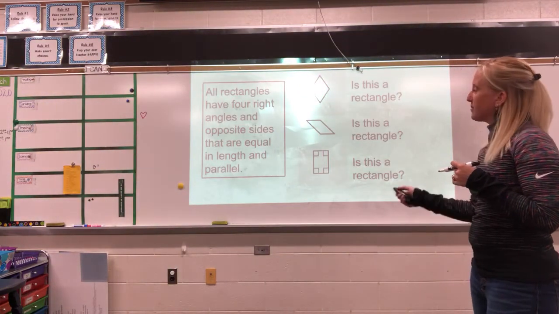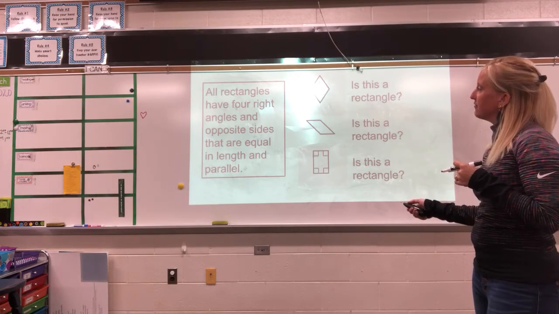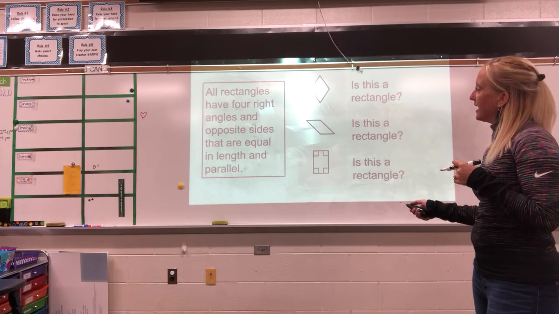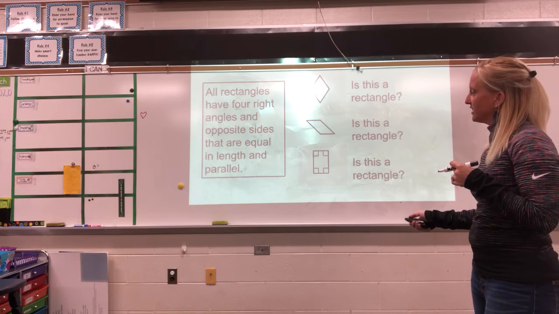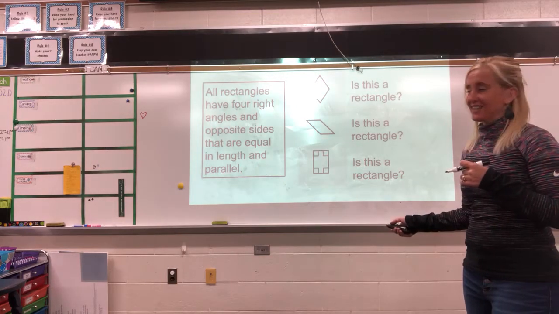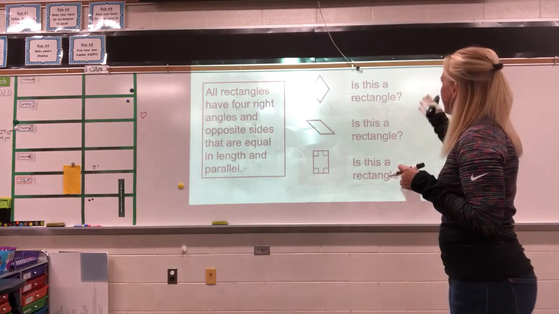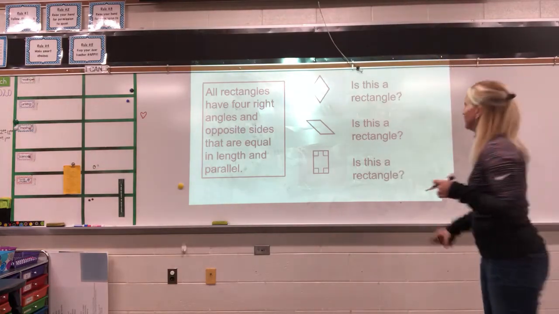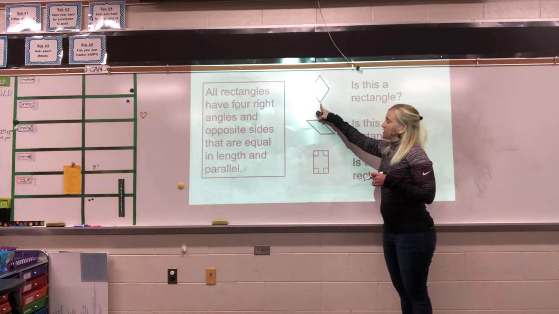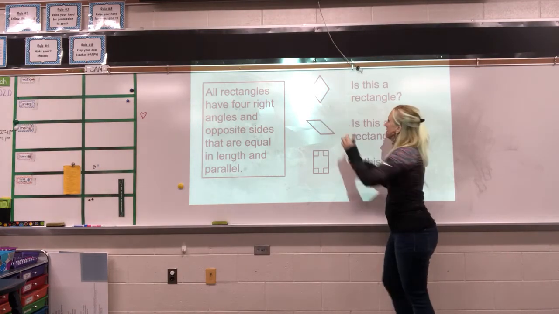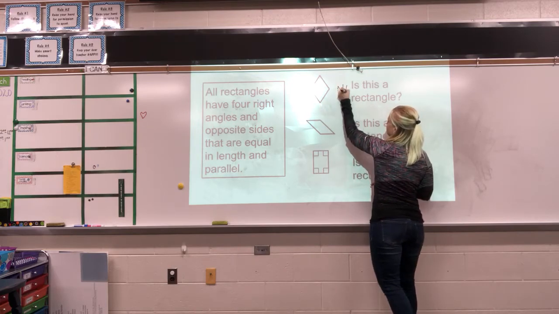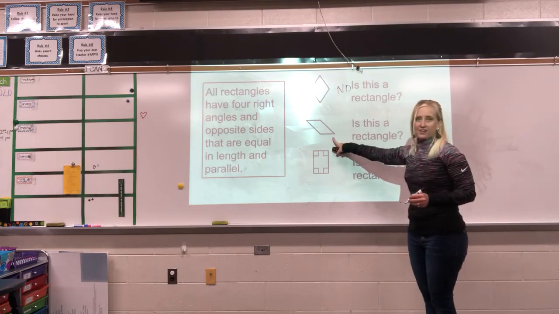Okay, they give us this reminder here that all rectangles have 4 right angles and opposite sides that are equal in length, and the opposite sides are parallel. So it's a lot of information to take in, but knowing that, would this be a rectangle? Okay, well, would this be a rectangle? No, because it has no right angles. So, no. Is this a rectangle?